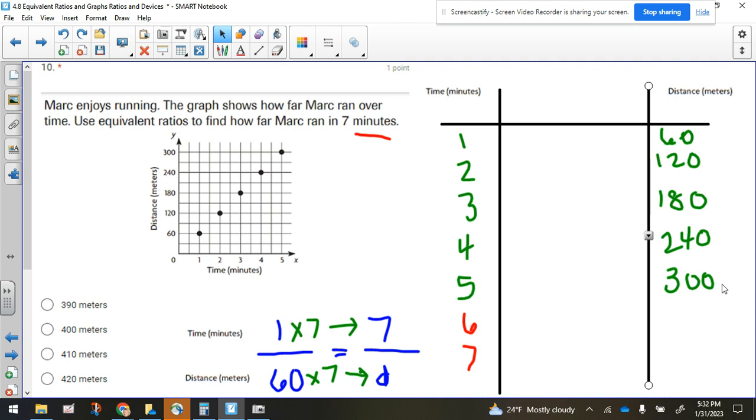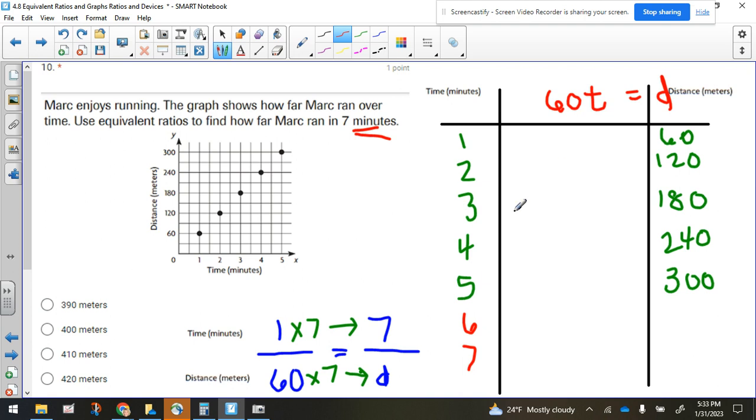That would work. Or if we were going to try to write some sort of a function, what do you have to do to this number to get this number? What do you have to do to this number to get this number? So whatever the time is, you would have to multiply it by 60. So 60 times the time would equal your distance. So we could apply the number 7 and substitute it in for the letter T and simply multiply it and get the answer that way.